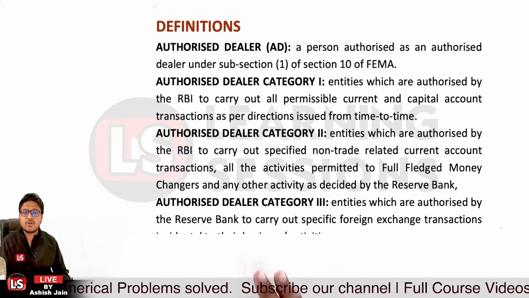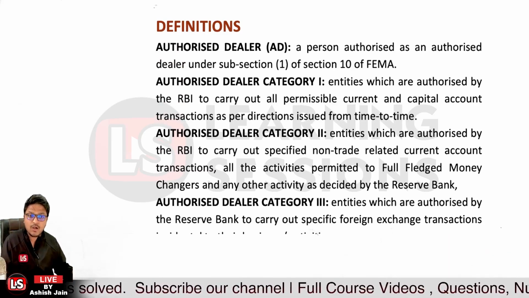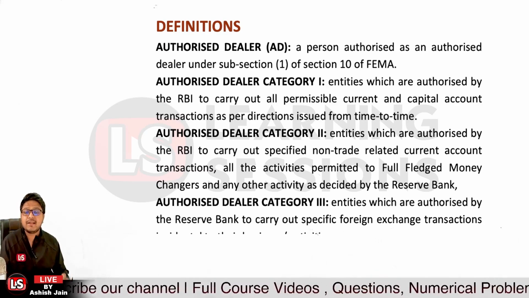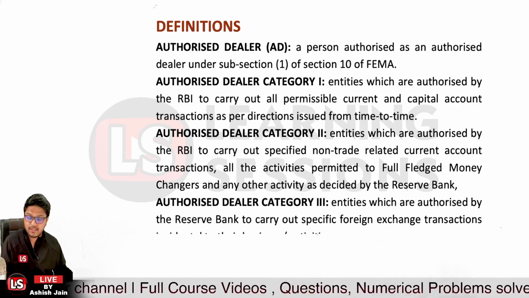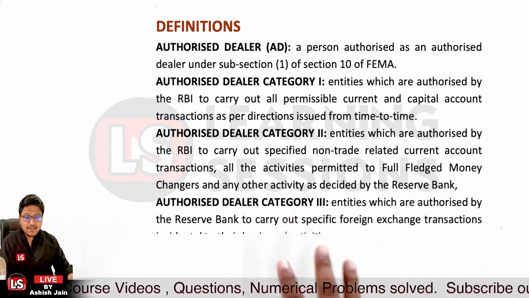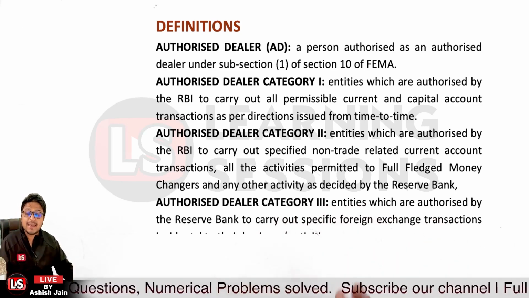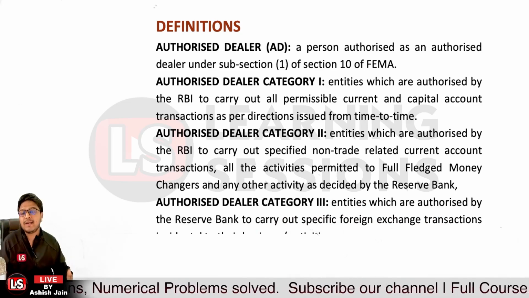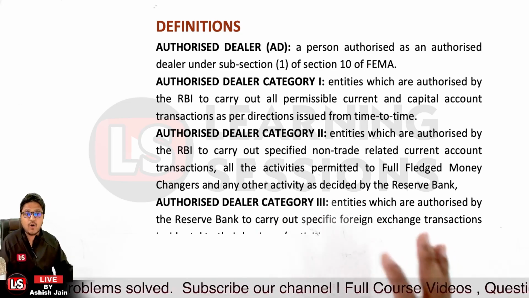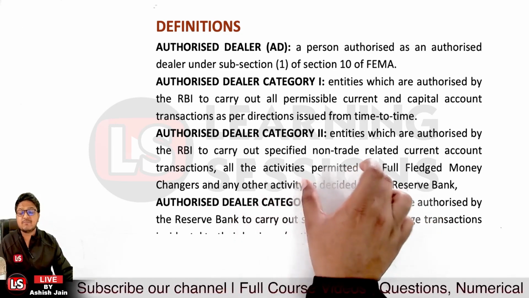Now category 1 authorized dealers are the entities authorized by the Reserve Bank of India to carry out all the permissible current and capital account transactions as per the directions issued by the Reserve Bank of India. And when we talk about authorized dealer category 2, this is related to those entities which have been authorized by the Reserve Bank of India to carry out specific non-trade related current account activities or transactions, and all the activities permitted to the full-fledged money exchangers are covered under this category.